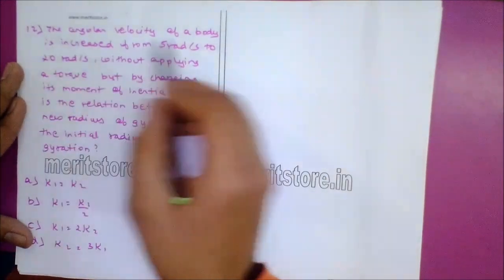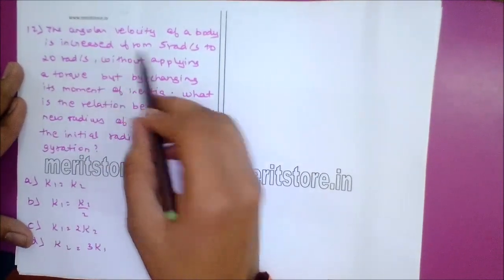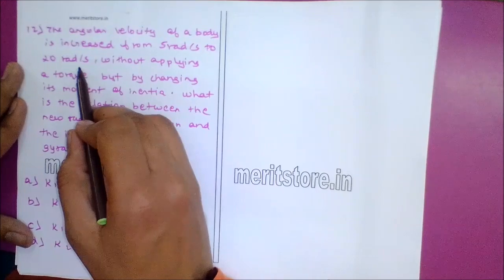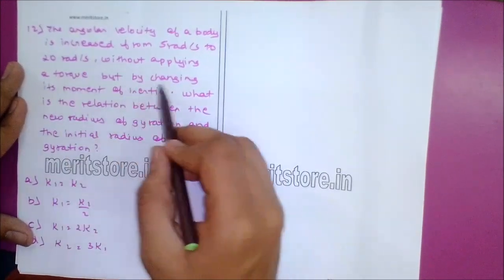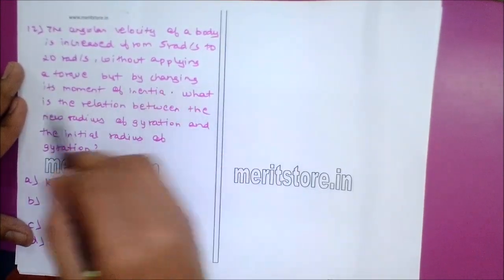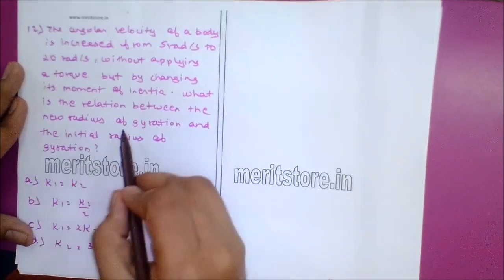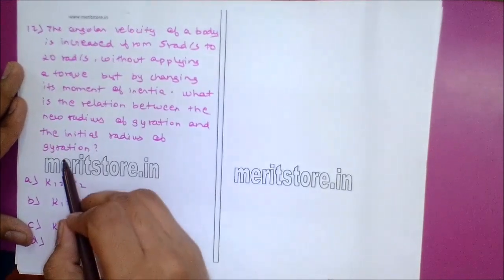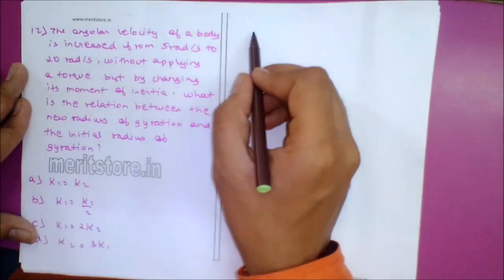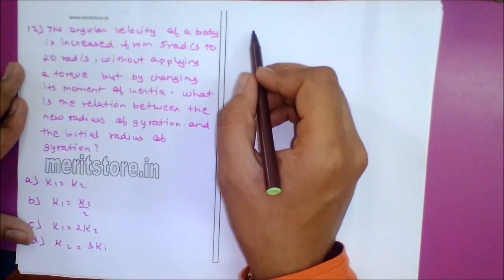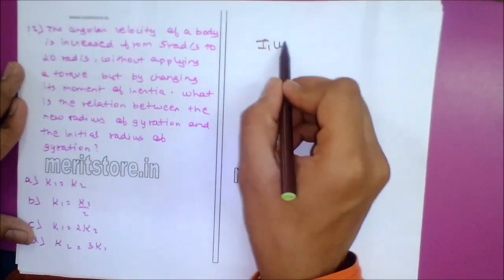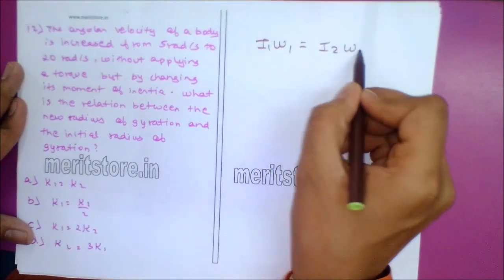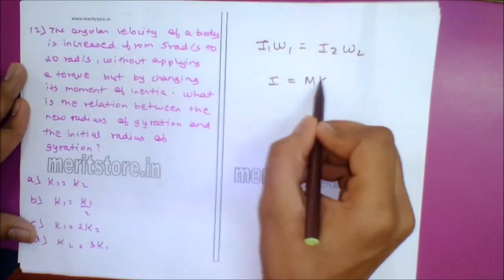Question 12. The angular velocity of a body is increased from 5 radians to 20 radians per second without applying a torque, but by changing its moment of inertia. What is the relation between the new radius of gyration and the initial radius of gyration? Now we know, as per the principle of conservation of angular momentum, I1 omega 1 is equal to I2 omega 2, I is equal to mk square.